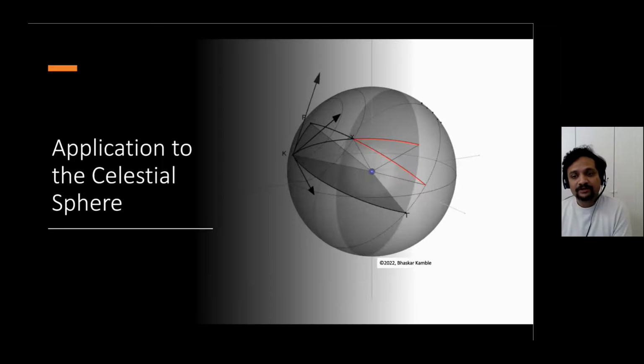So now we will go on to the celestial sphere and apply the formula we have just seen, the cosine formula, to a spherical triangle on the celestial sphere. In case you are not familiar with what a celestial sphere is, I have made a video of this, and I've given the link to it in the description. You can check it out.